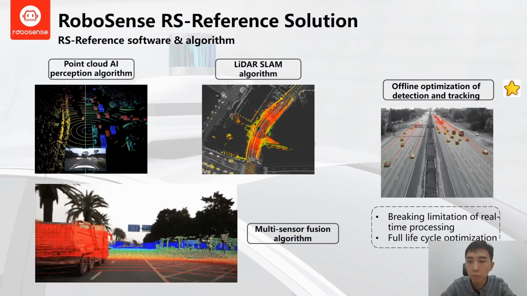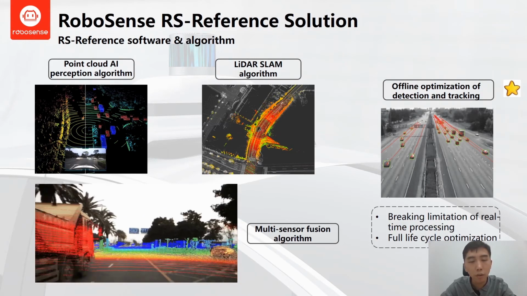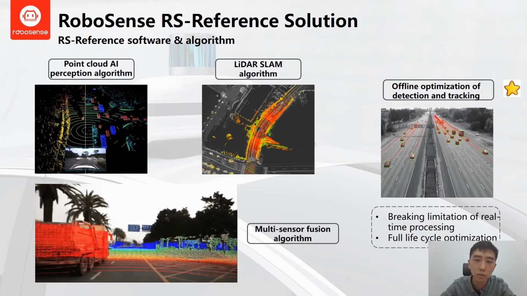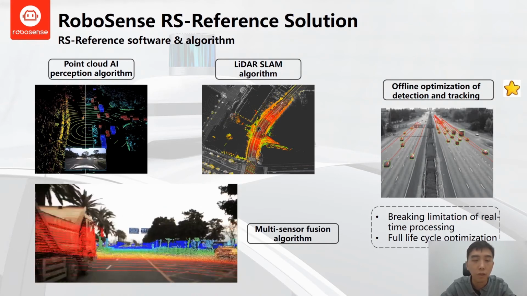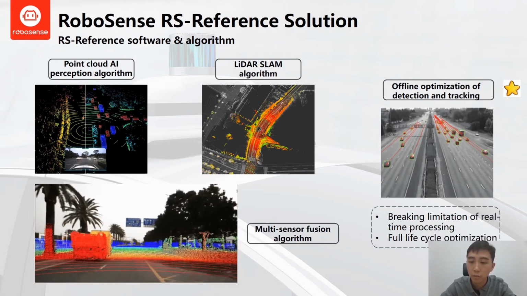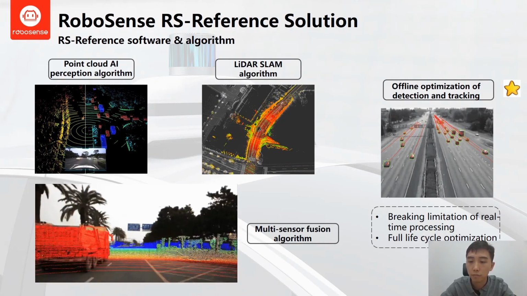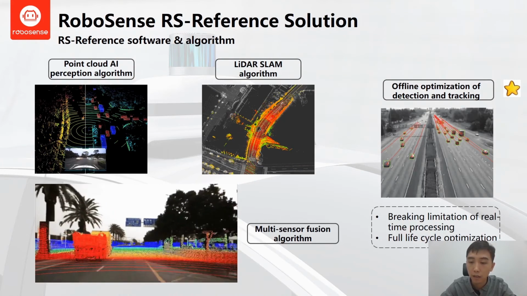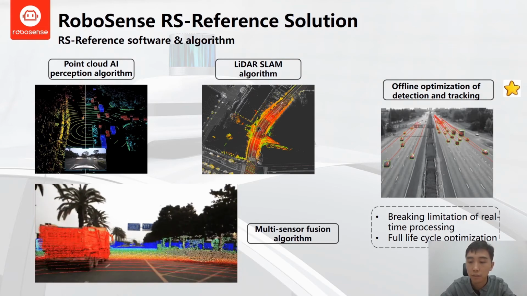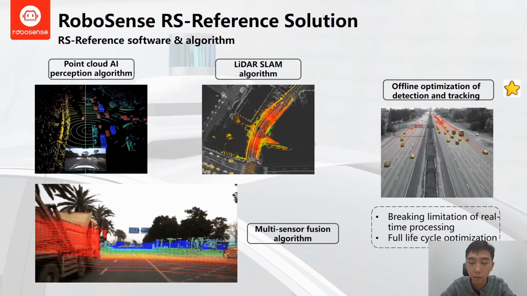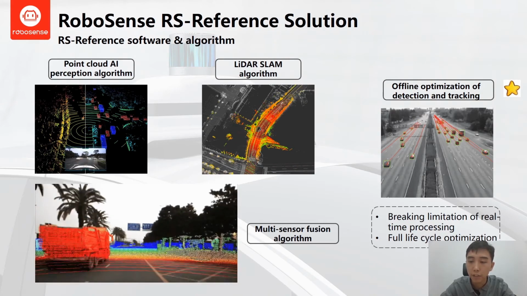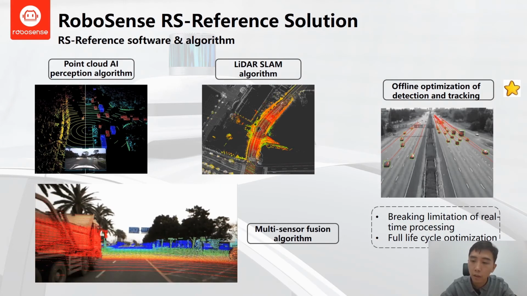As I said, offline processing is the most important characteristic of this system. So why do we use such an offline processing workflow? We believe there are two advantages of offline processing. The first one, we call it breaking the limitation of real-time processing. And the second one is full life cycle optimization.